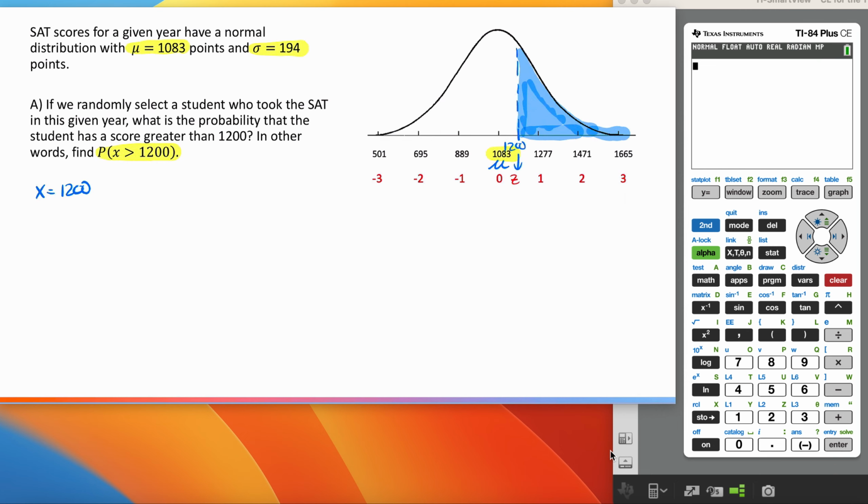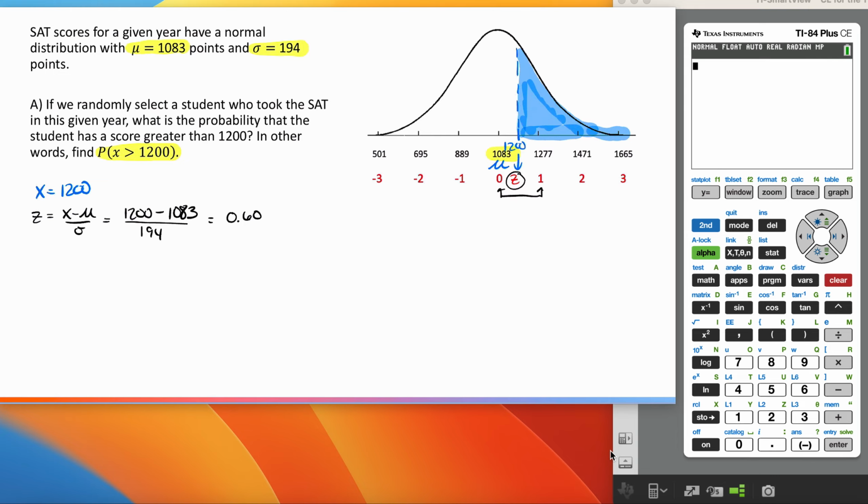All right, so now we are going to first ask ourselves, what is the corresponding z-score that goes with an SAT score of 1200? So we can do that calculation. Let's find the z-score. That's x minus mu over sigma, so that's 1200 minus 1083 all over 194. So if we do that calculation, we get a z-score of 0.60. And that makes sense because we expect that z-score to be between 0 and 1, which it is.